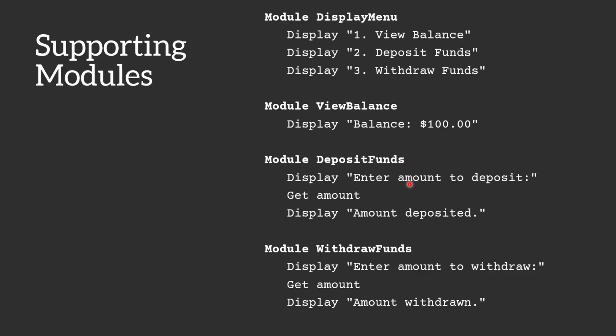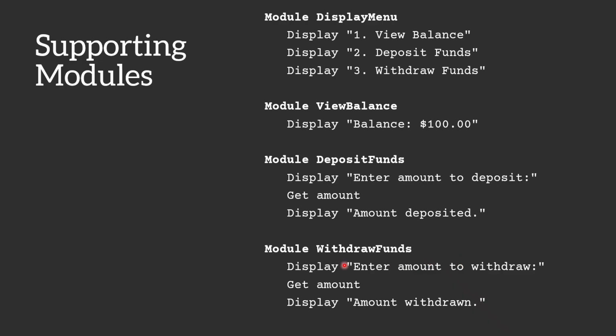Okay, the next one, deposit funds module. Now here the user is prompted for an input, and then we provide feedback confirming the action. So we prompt them to enter the amount to deposit, then we get that amount, and then we display the amount deposited. The next one is the module for withdraw funds. It's the same concept as the deposit, okay? We ask for input and then we display a message.